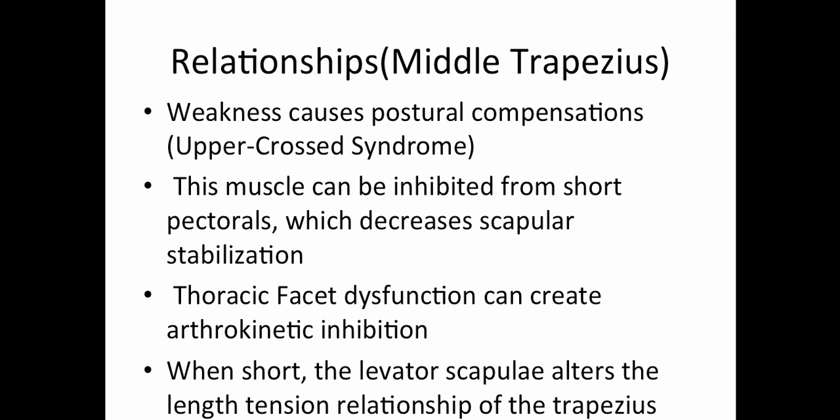Weakness of the middle trapezius can cause postural compensations that lead to upper cross syndrome. The middle trapezius can be inhibited from short pectorals, which decrease scapular stabilization. Any kind of thoracic facet dysfunction can create arthrokinetic inhibition of the middle trapezius. When the middle trapezius is short, the levator scapula alters the length-tension relationship of the trapezius.